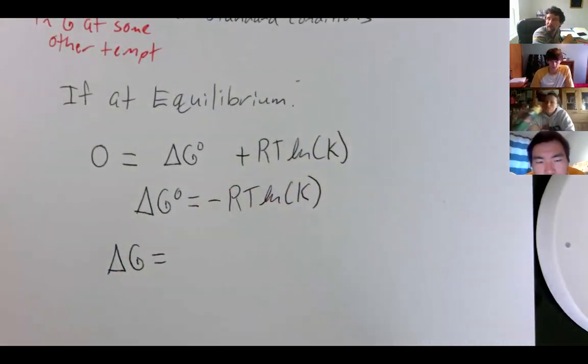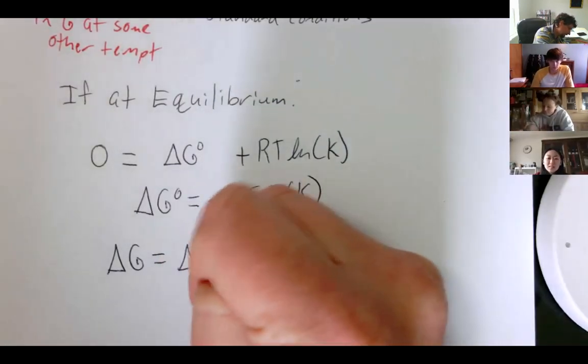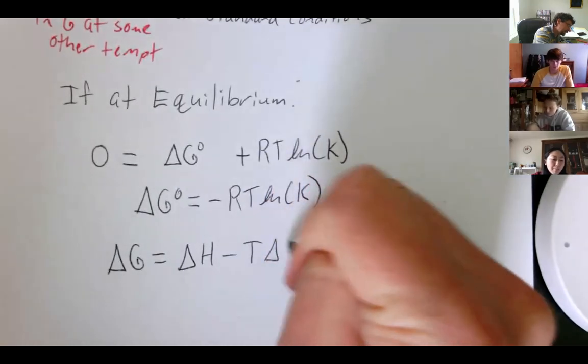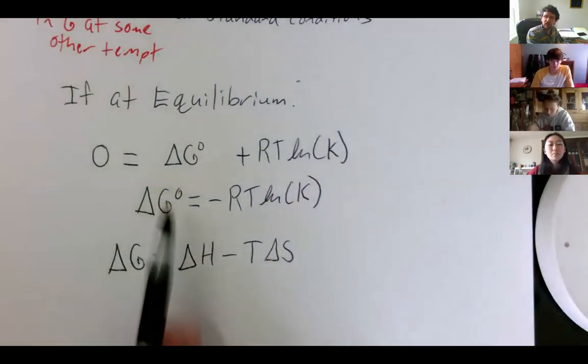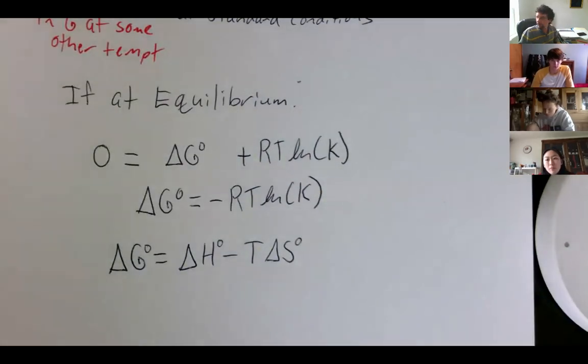With some other thermodynamic properties. Delta H minus T delta S. Yep, exactly. And we care about delta G naught, so what we're going to do, we're going to make these knots here.